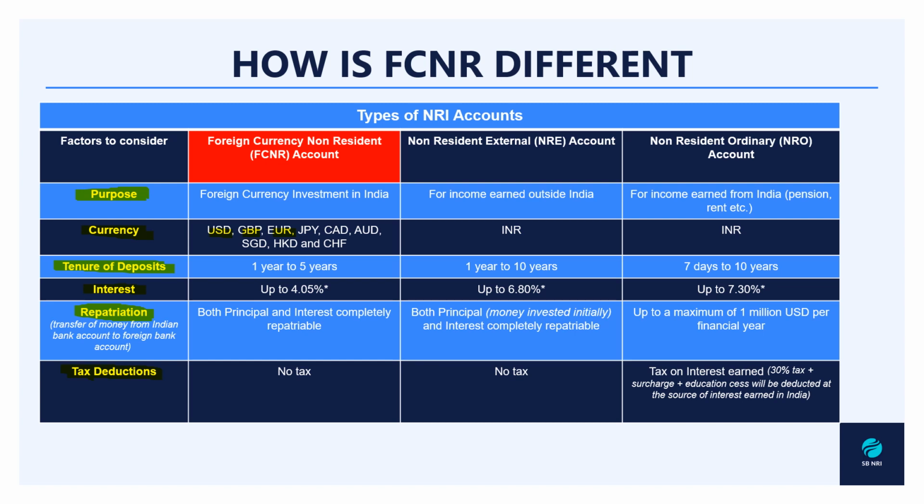But when we consider the NRO account, there is a fixed limit of $1 million US per financial year, along with taxes that are deducted at source, which is 30% tax, along with surcharge and education cess.